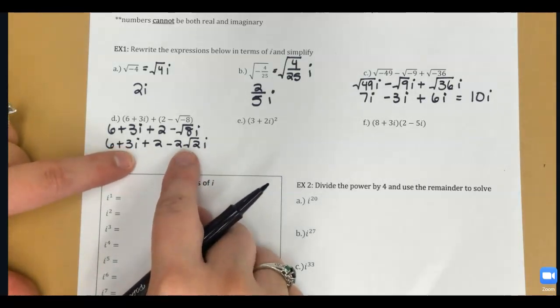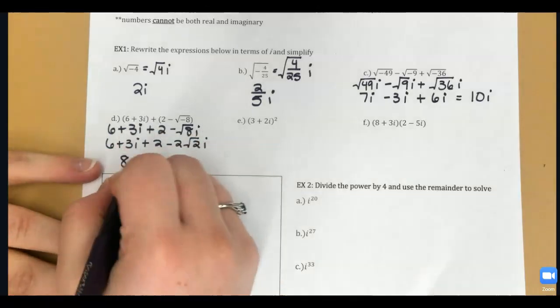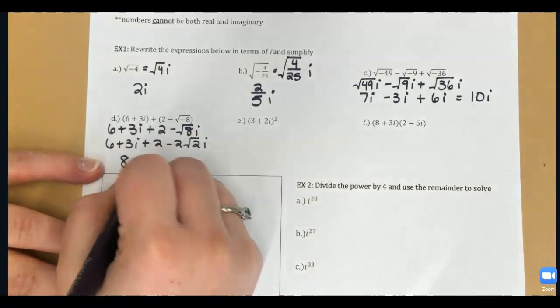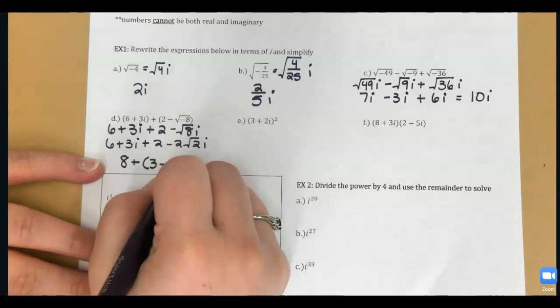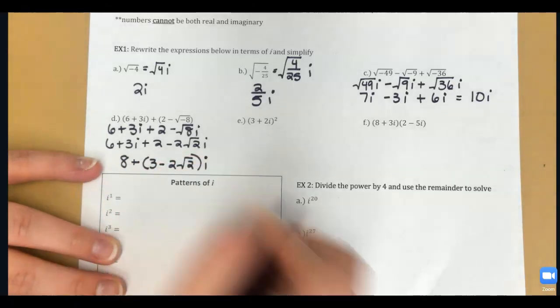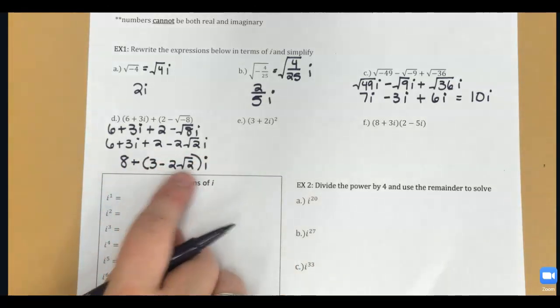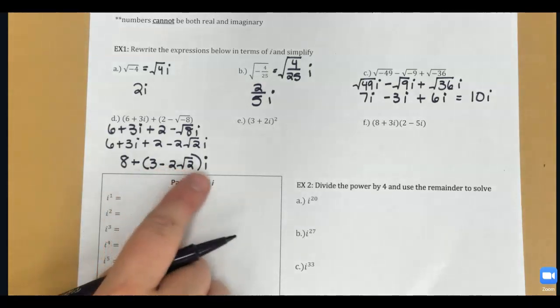I can't combine the 3 and -2 square root of 2, so what I'm going to do is leave it as 3 minus 2 square root of 2 i. I can't combine those because this one's not a radical, but I can leave it like this with i on the outside.